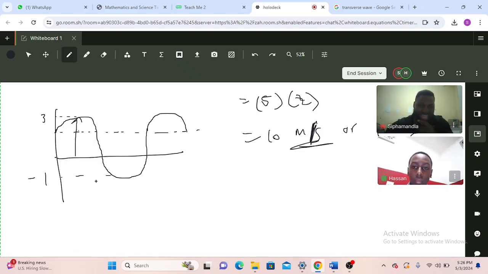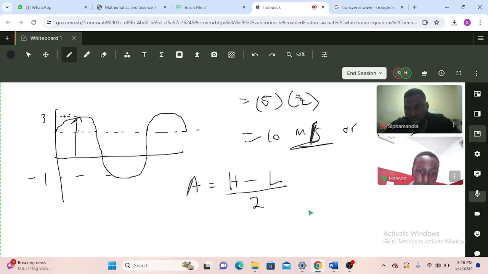But now I have a formula that will always keep you safe in order to calculate the amplitude. The amplitude is equal to the highest point, the maximum point, minus the lowest or the minimum, divided by 2. The highest point is this point over here, which is 3, and the lowest is this one. Note that we are subtracting.